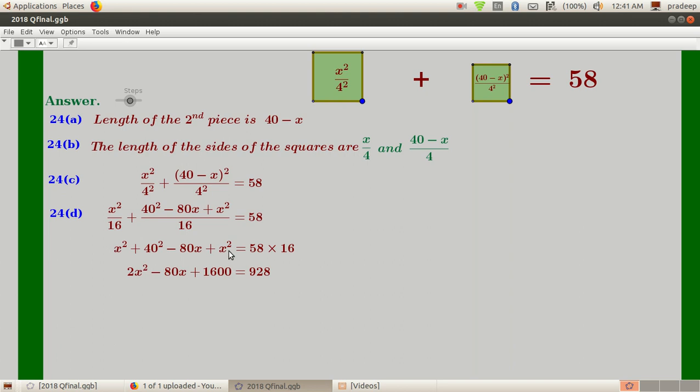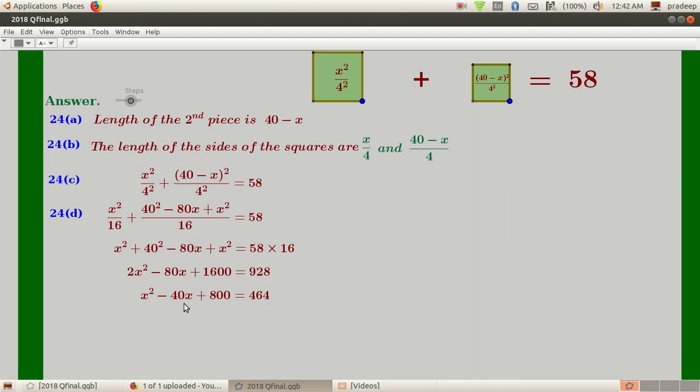So x square plus x square, that's equal to 2x square. Here is one term containing x, you can write it first, that is minus 80x. This 40 square is equal to 1600, that is equal to 928. For the completion of squares, let us divide throughout by 2 because these are all even numbers. Make the half of all the terms, that is half of 2x square is x square. 80 by 2 is equal to 40. This 1600 divided by 2 is 800 and half of this is equal to 464.